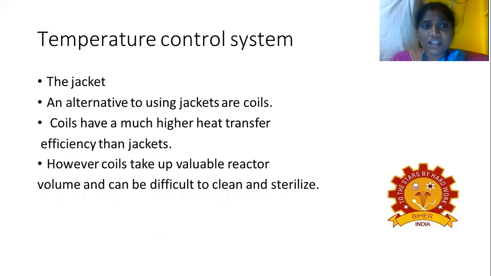Temperature control system. The temperature control system is mainly the cooling jacket. An alternative to using the jackets is cooling coils. Coils have a much higher heat transfer efficiency than using a jacket. However, coils take up valuable reactor volume and it is difficult to clean and sterilize them. So that is the disadvantage of using a coil.